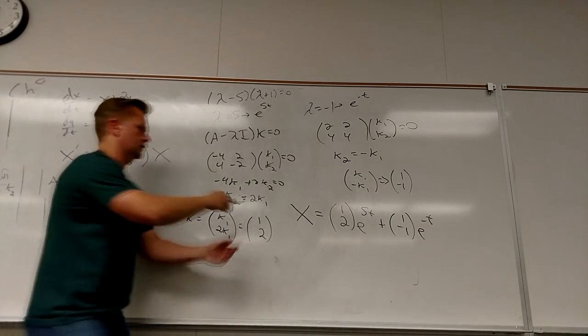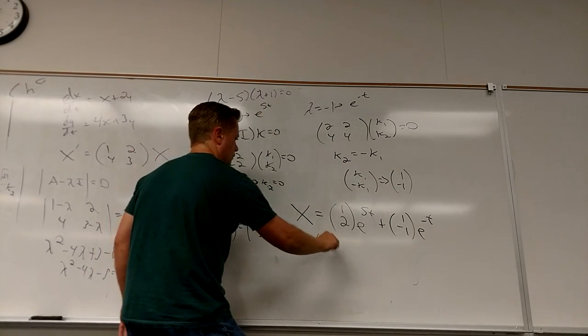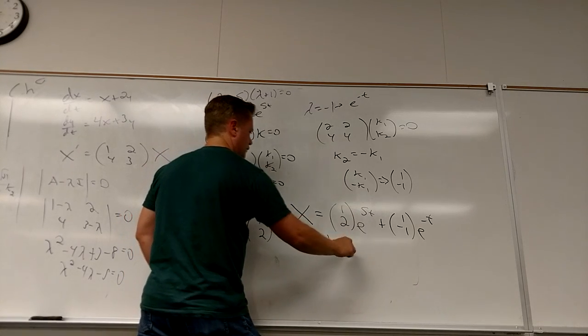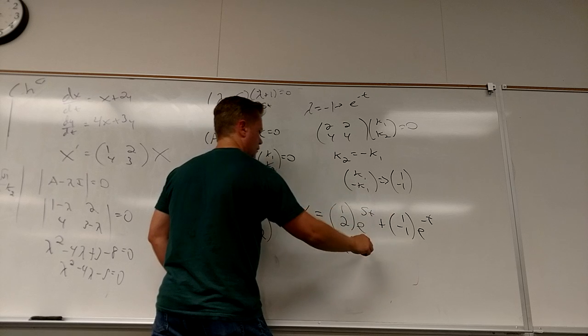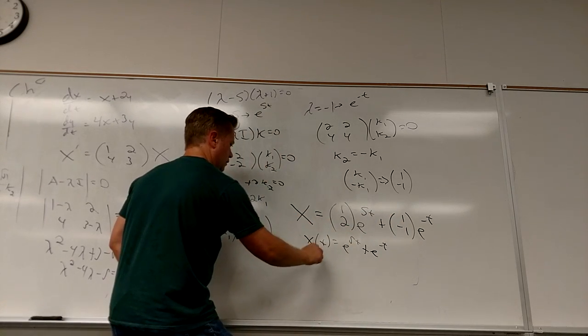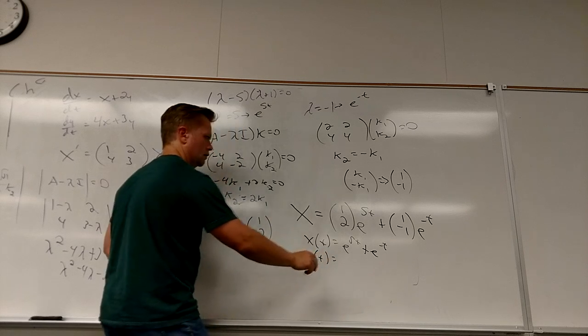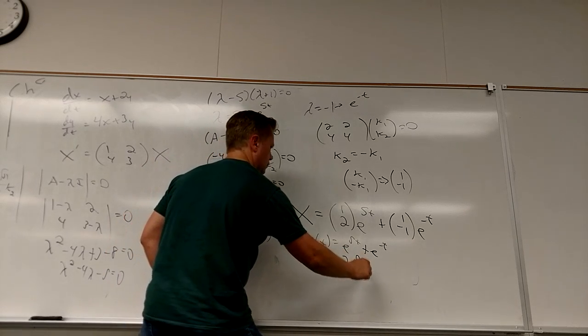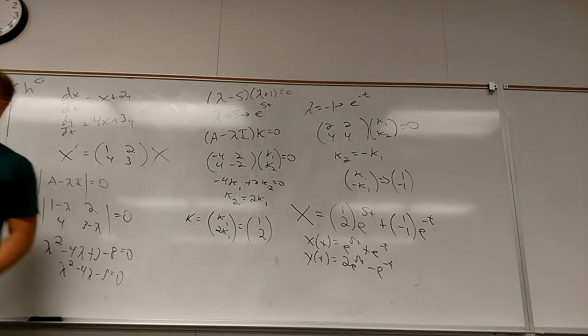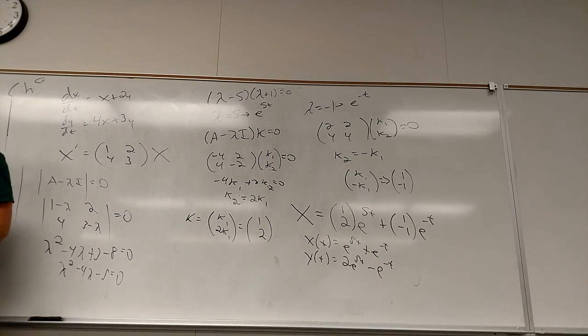So then what's x of t? e to the 5t plus e to the -t. And I can throw constants in there. And what's y of t? 2e to the 5t minus e to the -t. I like it. And you can throw constants in there, that's fine.